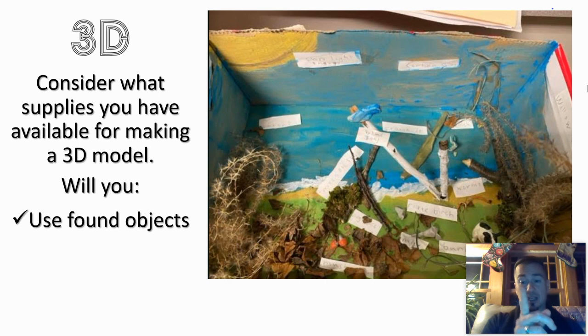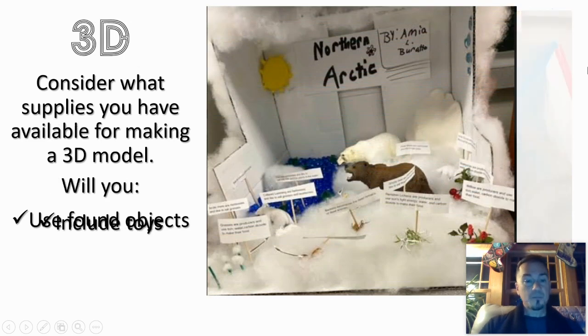The one that we're looking at right here, I'm going to say they brought in some plants, and I think that adds this whole real life look to this model. I see some sticks in here, and some of them are painted, maybe to look more like trees. I think there might be some rocks down here in the bottom. That was a good use of found objects in this project.